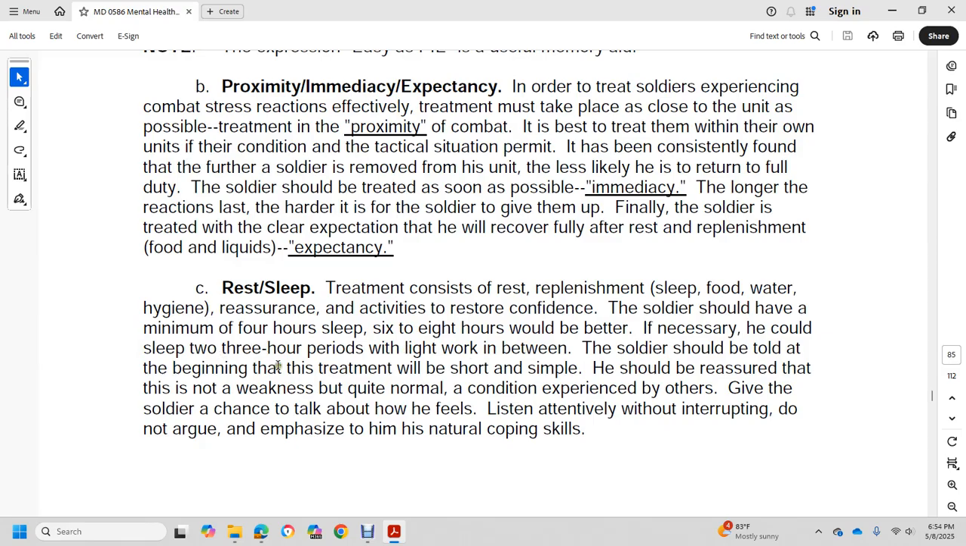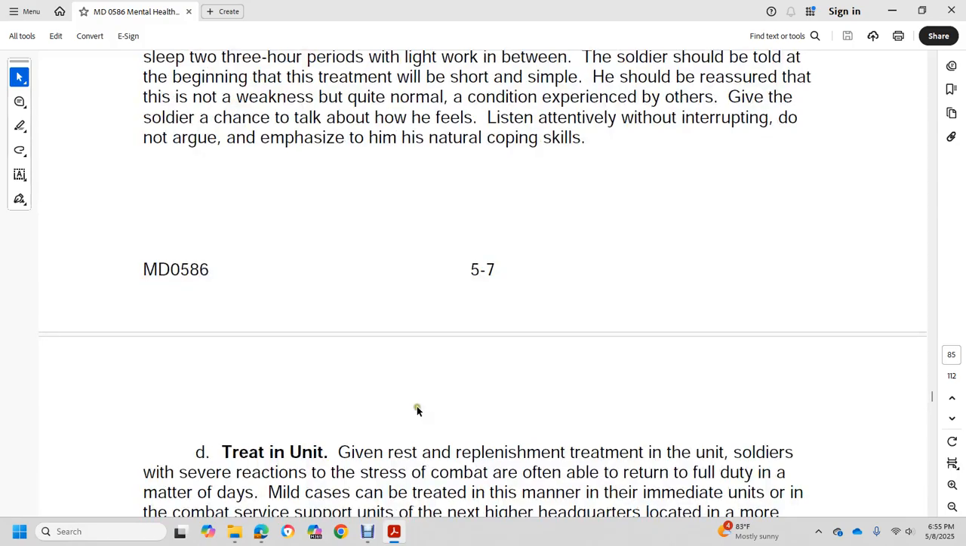The soldier should be told at the beginning that treatment will be short and simple. He should be reassured that this is not a weakness, that it is quite normal, a condition experienced by others. Give the soldier a chance to talk about how he feels and listen attentively without interrupting. Do not argue.